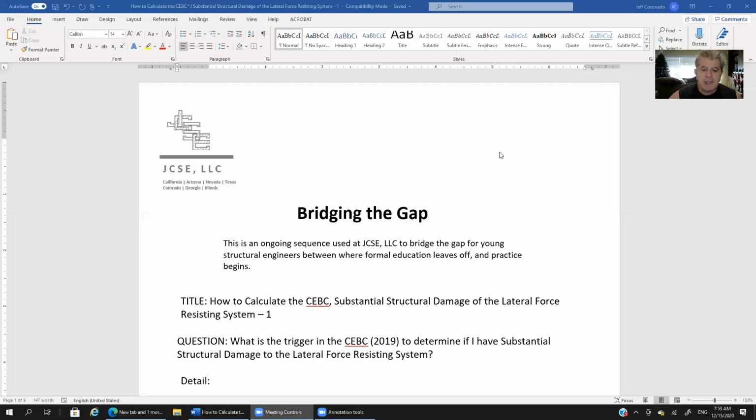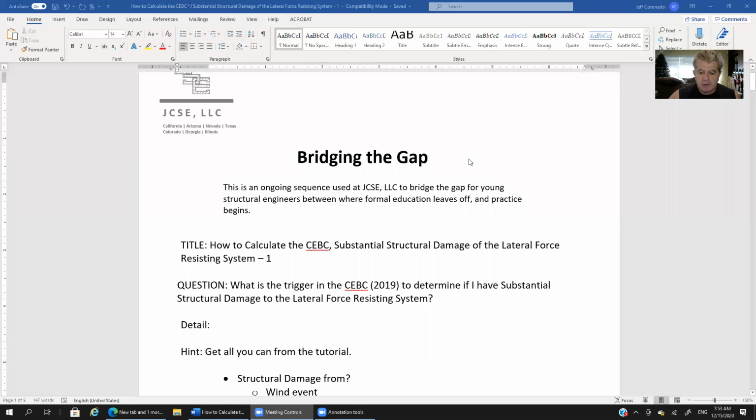The question that came in from one of our young structural engineers here is, what is the trigger to determine if I have substantial structural damage to the lateral force resisting system? This project was in California, so the code that governs there is the California Existing Building Code, and in particular, we're focusing on the 2019 edition of that code.